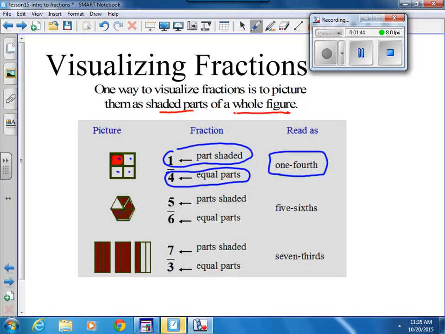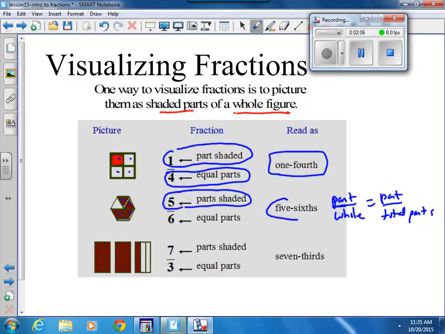Let's try again. 1, 2, 3, 4, 5 are shaded, 5 parts shaded. So we call this out of 6 total parts. So I always think part to whole, or the ratio of part to whole or part to total. Part to total parts, I kind of like to think about it like that. So we would read this as 5/6 is shaded. Now this is kind of an interesting one.